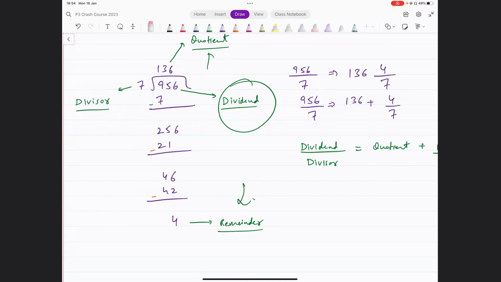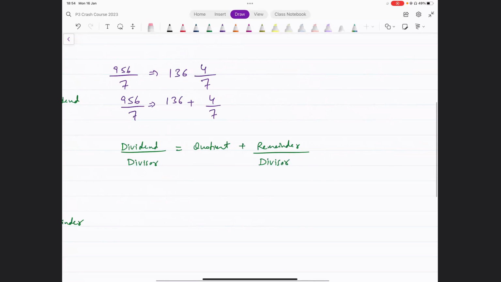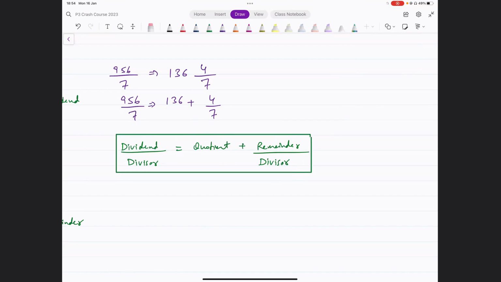You need to use this sometimes to simplify this fraction. Dividend over divisor. So dividend over divisor can be converted to this form. Dividend over divisor equals quotient plus remainder over divisor. ये आपको बहुत दफा use करना पड़ता है.